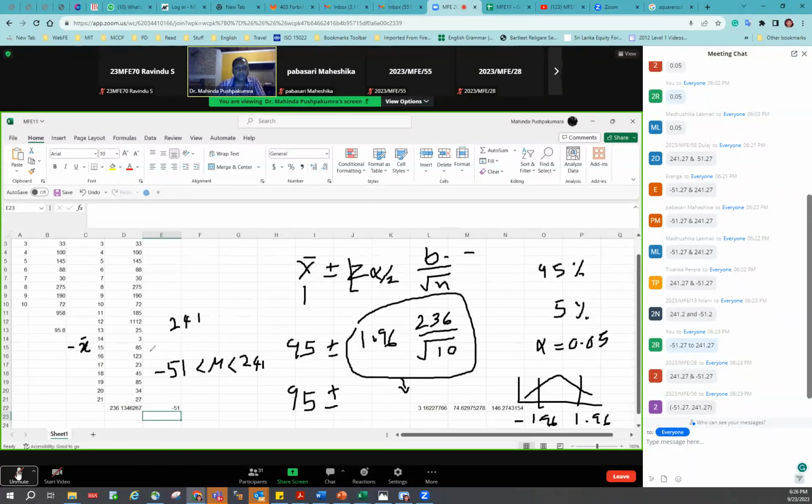Now our confidence interval is this. Is it clear how we get it? Then I can say I am 95% confident the population mean is between minus 51 and 241. Now you can see how it works. Is it clear how we get this answer? Hello.